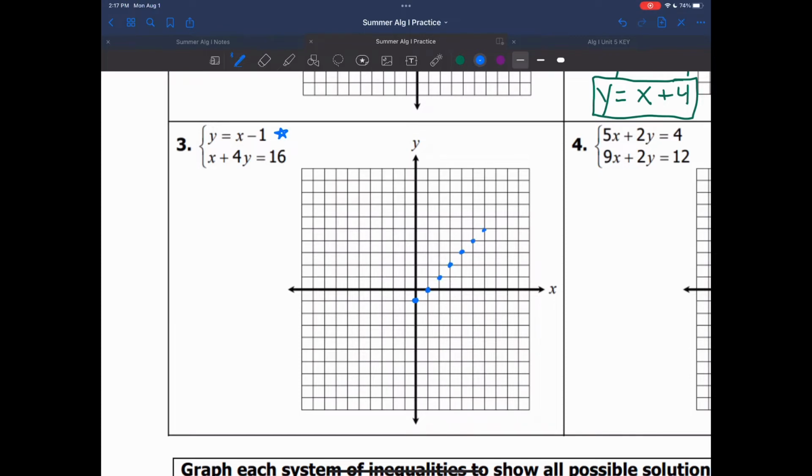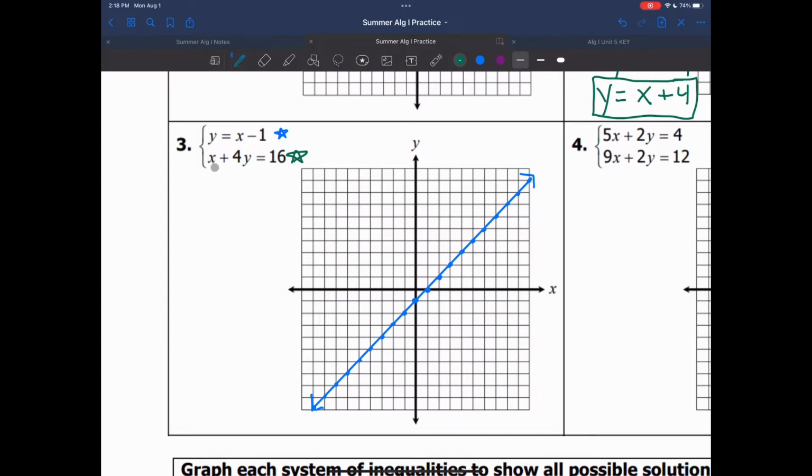I'm going to draw my points quickly here. And then to go in the other direction, I can go down 1, left 1, and get more points. But I'm going to do as many as possible because it's really easy to do. Okay, I've drawn my line. Now let's get this one into slope-intercept form, and then we'll graph it.